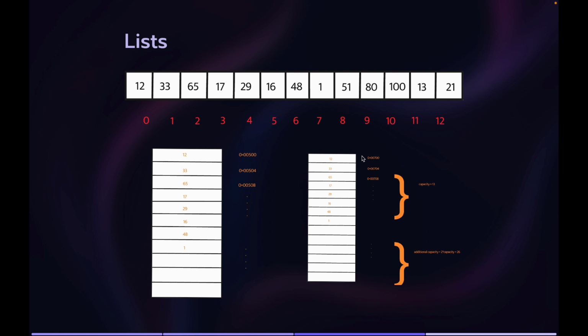So you might be wondering why we have got 504 after 500 and 508 after 504, and why not 500, 501, 502. To answer that question, one integer in Python is of 4 bytes. So the 500th memory location is the first byte, 501 is the second byte, 502 is the third byte, and 503 is the fourth byte. So 504 will be the fifth byte, so it is for the second element.